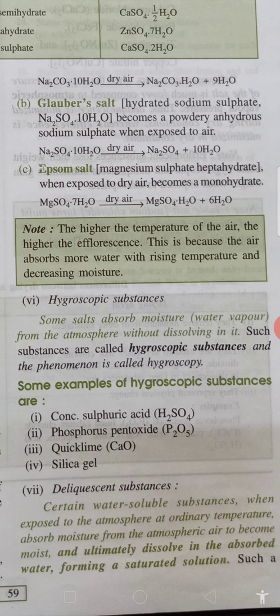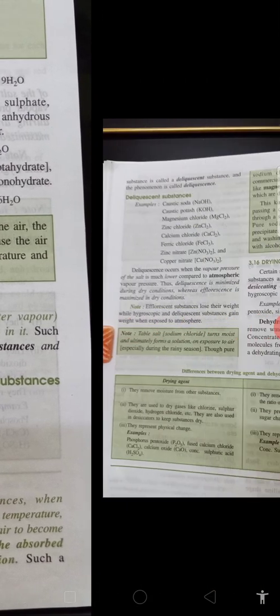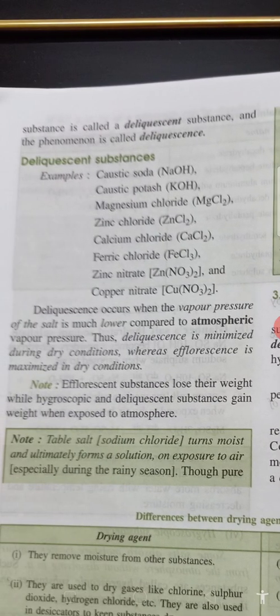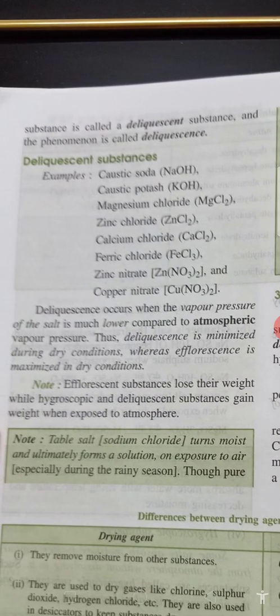These substances also absorb water from the atmosphere, but they absorb so much water that they themselves dissolve in it. So certain water soluble substances, when exposed to atmosphere at ordinary temperature, absorb moisture from the atmospheric air and become moist, and ultimately dissolve in the absorbed water, forming a saturated solution. So there is a slight difference between hygroscopic and deliquescent. They both absorb water, but deliquescent substances absorb water and they themselves dissolve in it, forming a saturated solution. And such substances are called deliquescent substances, and the phenomenon is called deliquescence.